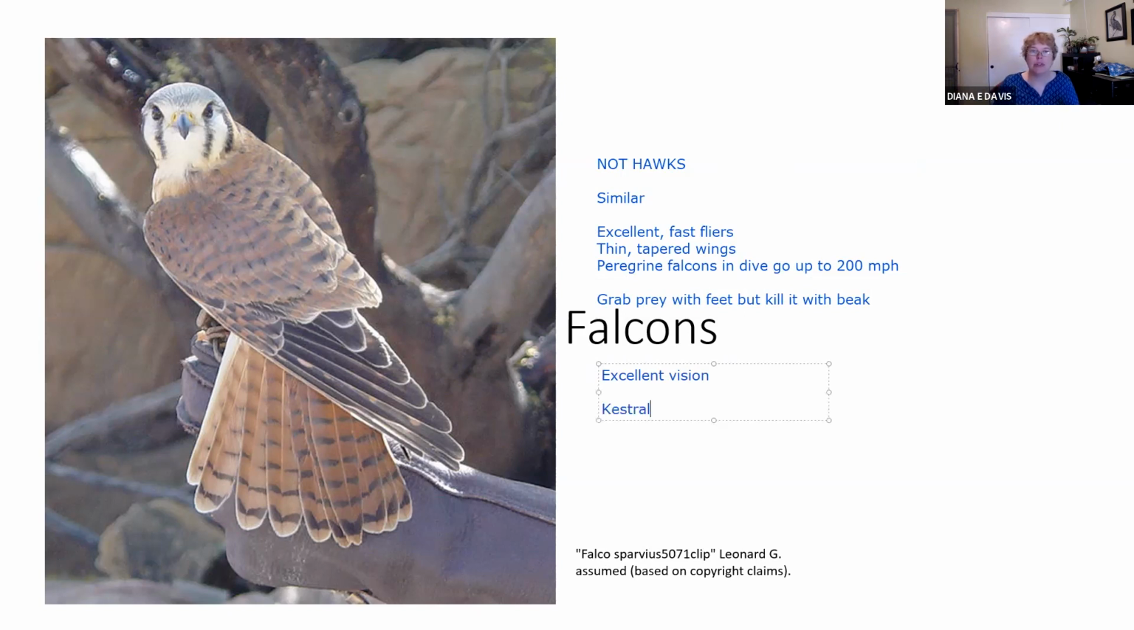So this kestrel, this is a kestrel. A kestrel can spot a cricket from the top of a 2 or 3 story building. Cricket on the ground. Wow is right. I certainly wouldn't be able to spot a cricket. They can spot crickets, and they're big insect eaters.